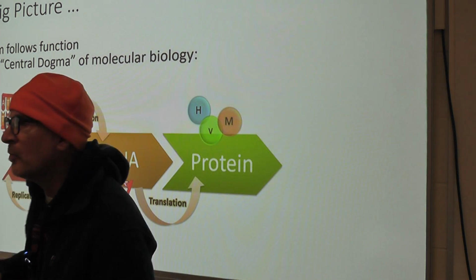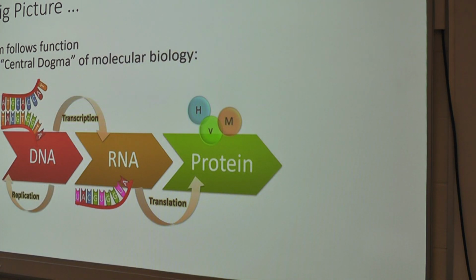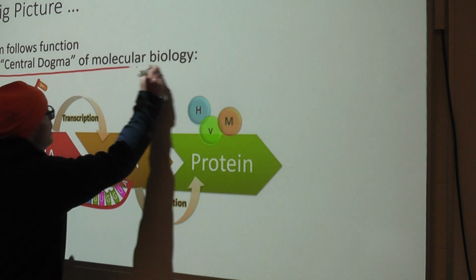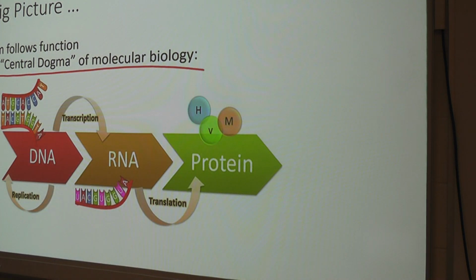And all of this is part of what we call the central dogma of molecular biology. Molecular biology is basically DNA. When you talk about molecular biology, you're talking about DNA and genes and stuff like that. And the central dogma essentially says a few things. One is that within cells, DNA is replicated or copied. This is necessary so that cells can reproduce.